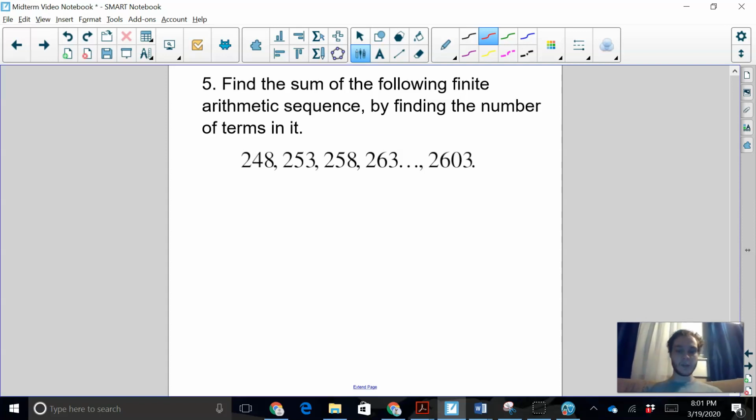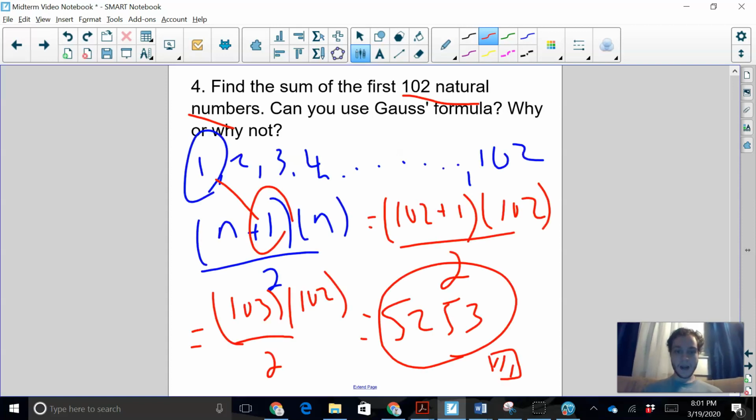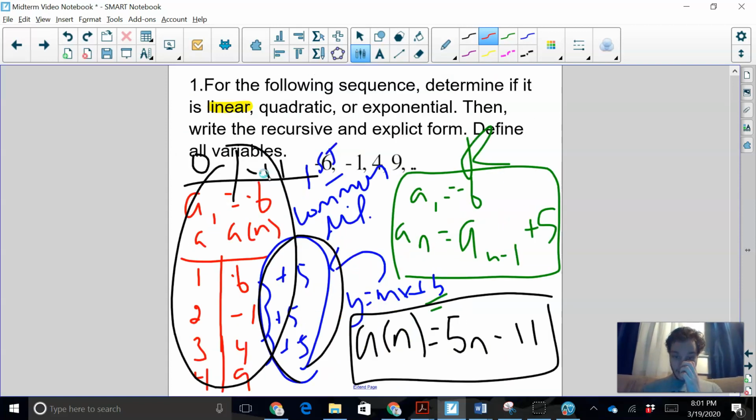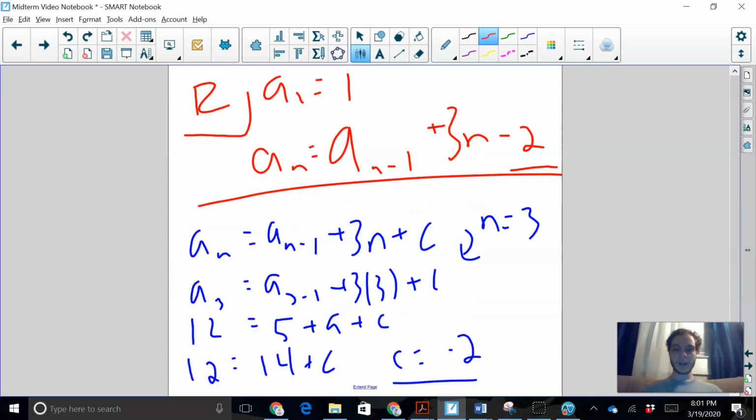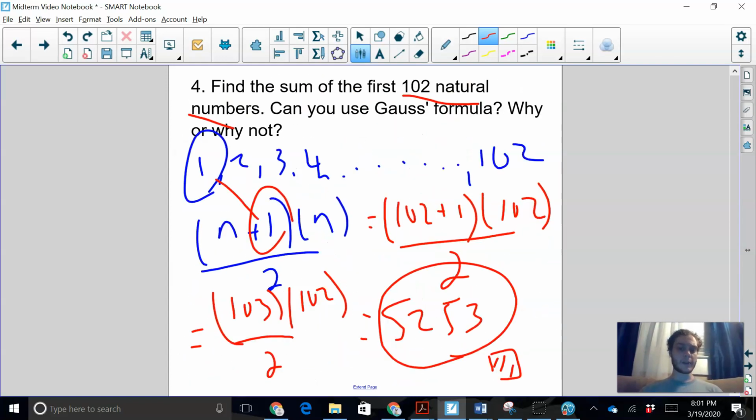So as you can see, we cannot use Gauss's formula here because our sequence doesn't start with 1. So here we actually have to find the explicit form. If we go back to the first problem we solved, that was the one in slope-intercept form. So let's write this in slope-intercept form.